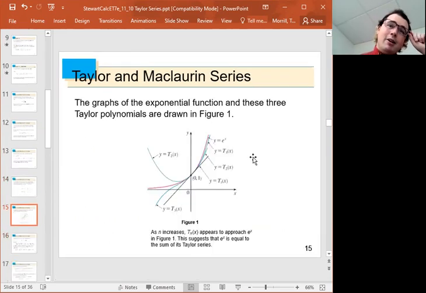And here is a graph showing all of those polynomials at the same time. The higher degree polynomial we get, well, it looks like those polynomials are getting closer to the graph of the exponential function. They are very close at x equals 0. That's where we centered these polynomials. And they get farther away as we move away from that coordinate.